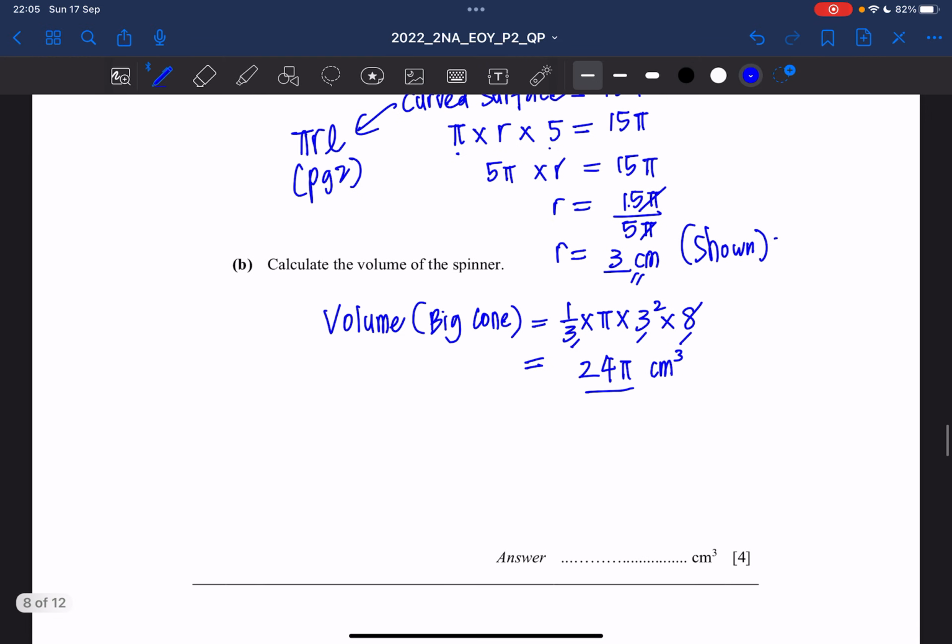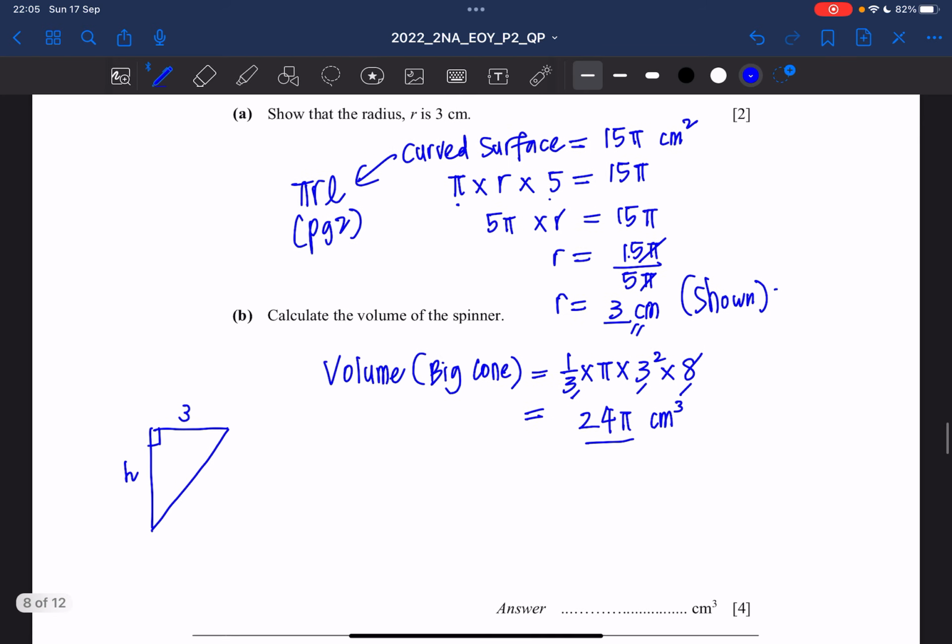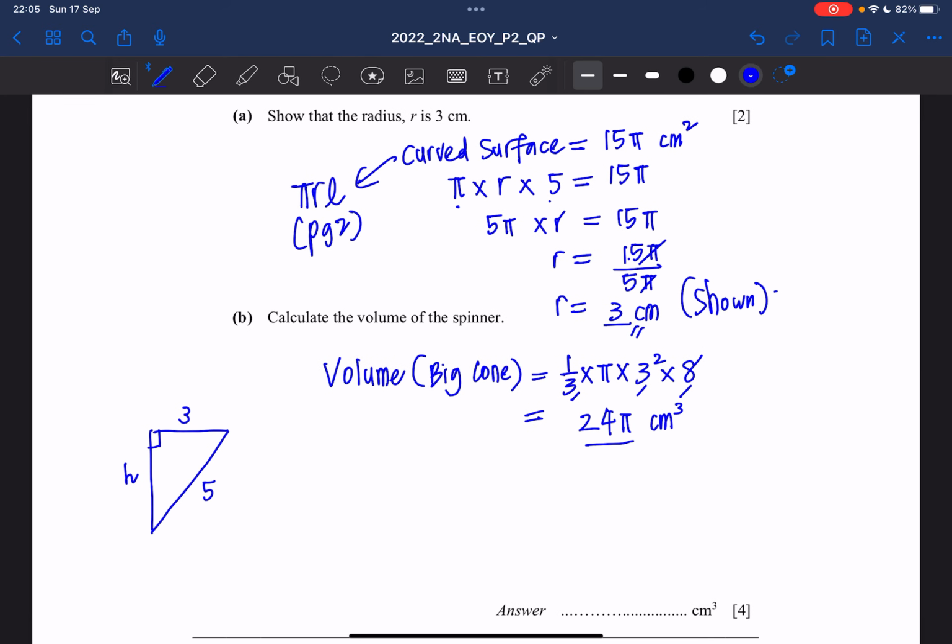So it is actually this kind of right angle triangle. This is 90 degrees. This is our radius. This is our height. And our slanted height is 5. So using PT to find our height, it's just the square root of our hypo. This is our hypo, because it's opposite the 90 degrees. So it's 5 square minus 3 square. So our H is square root of 16. H is equals to 4.